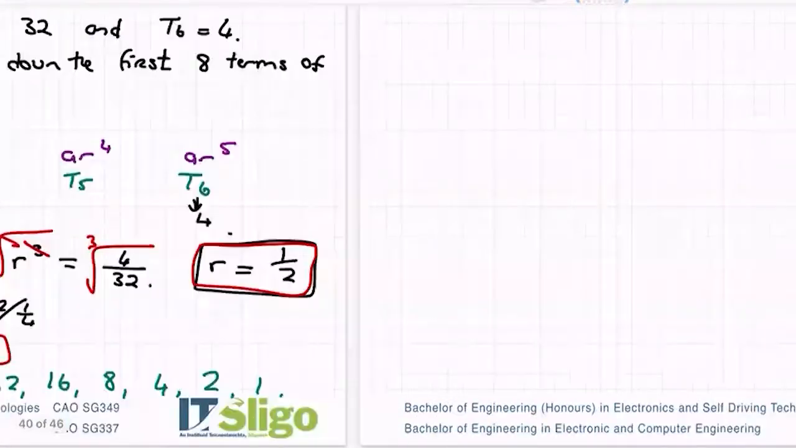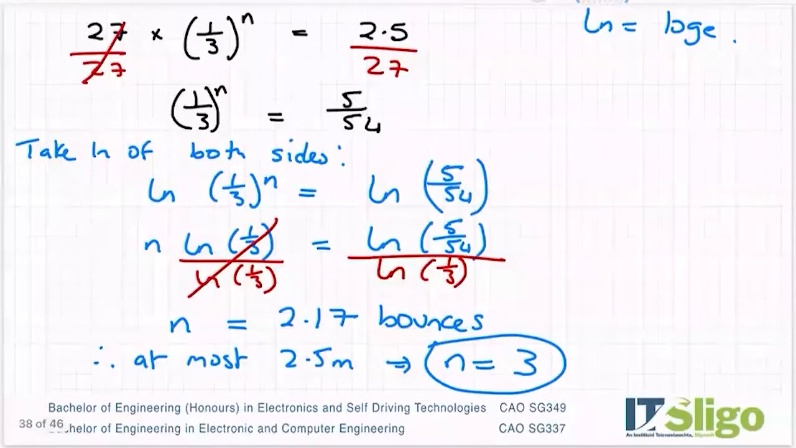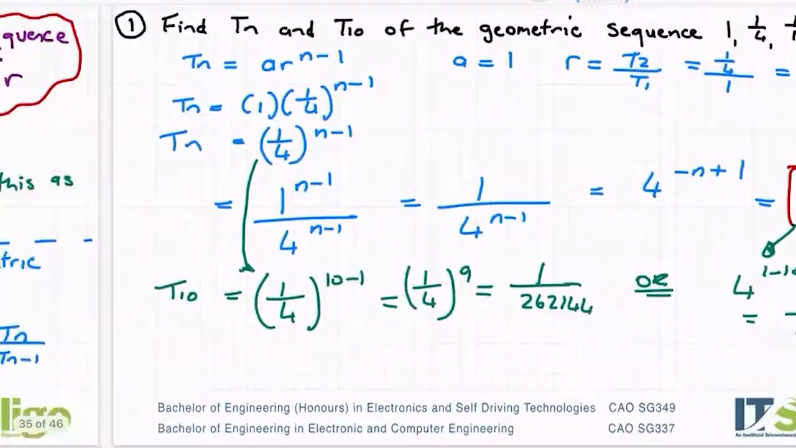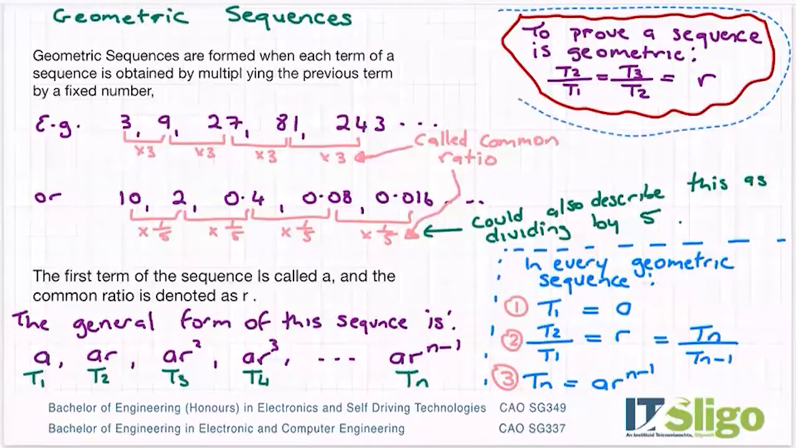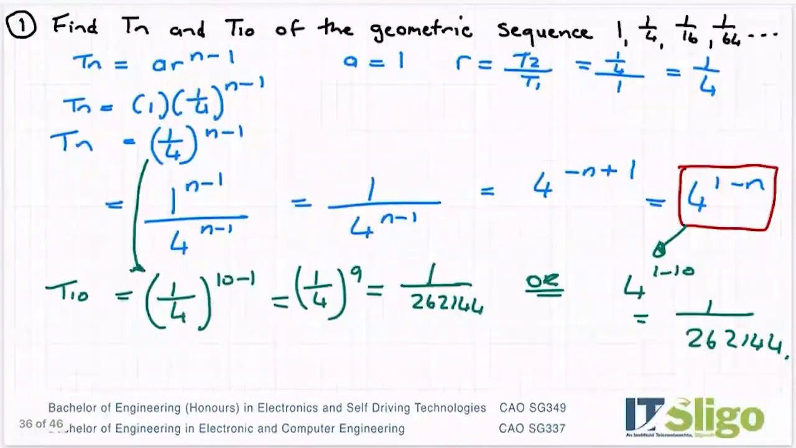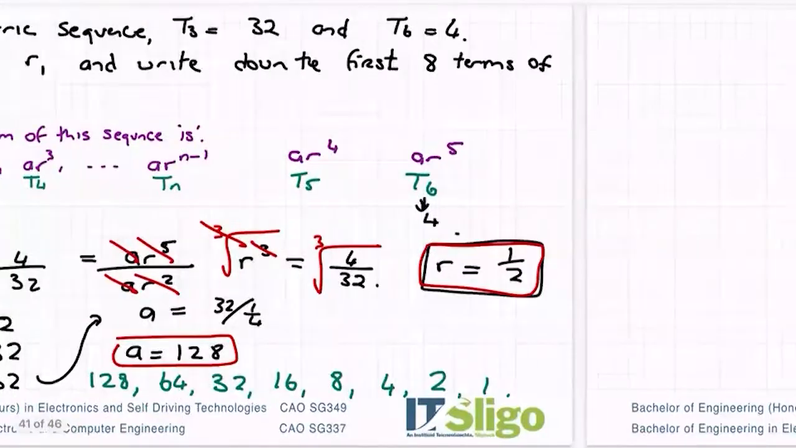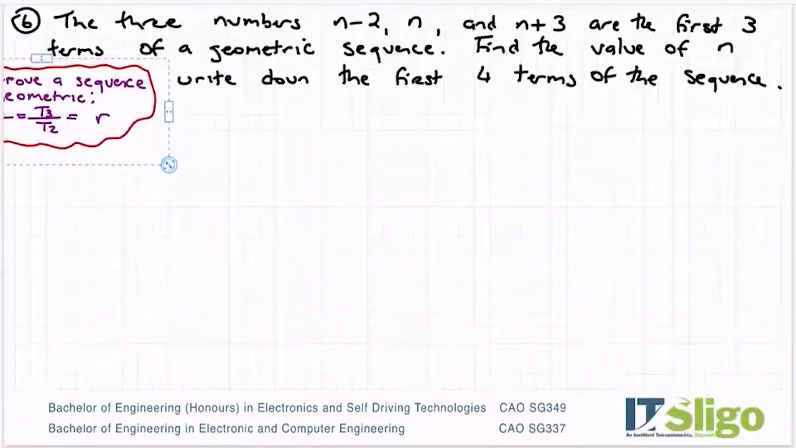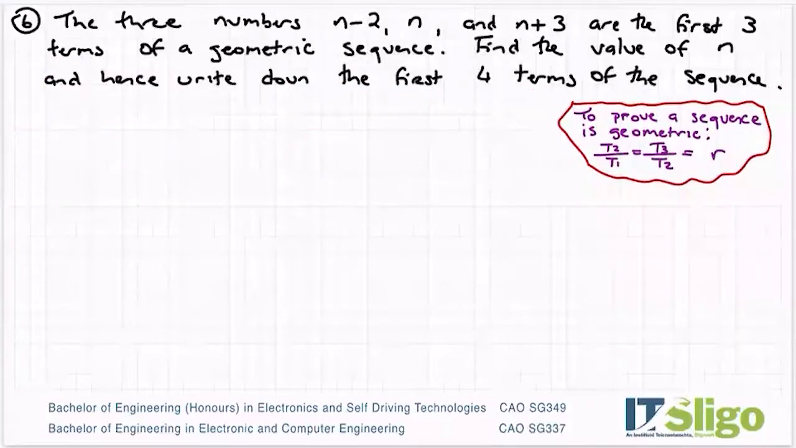Okay, so what theory are we going to use for this? I'm going back to the theory page again, and I'm going to use this piece up here in the corner, what we use to prove that a sequence is geometric. T2 over T1 is equal to T3 over T2 is equal to r. Basically, I'm going to say T3 over T2 is equal to T2 over T1.